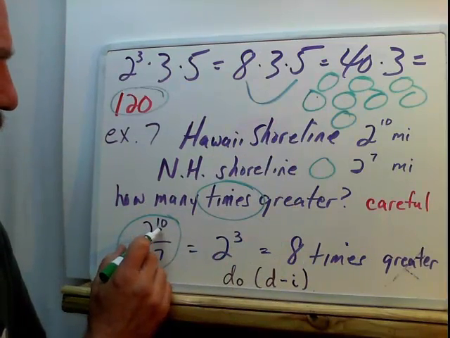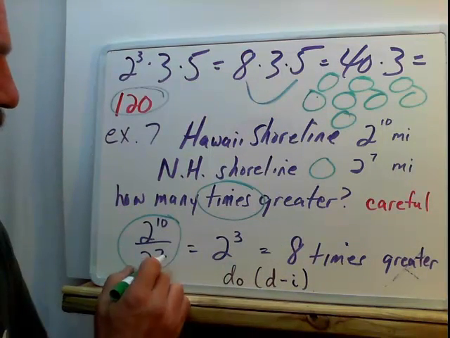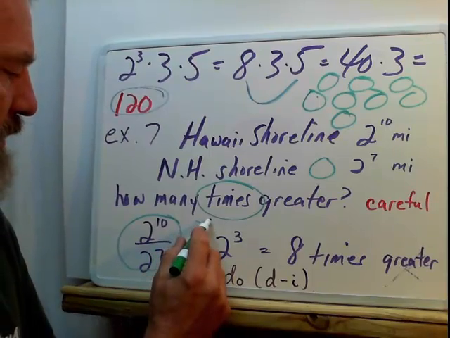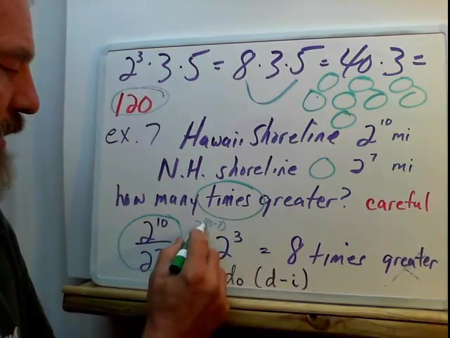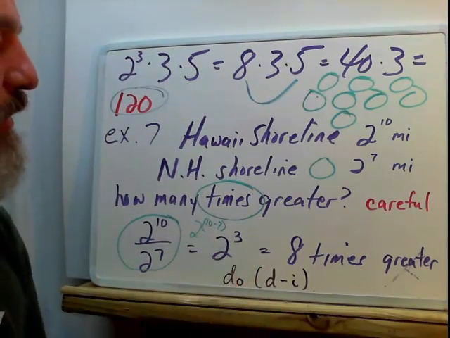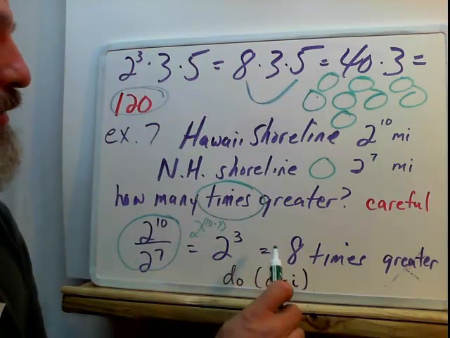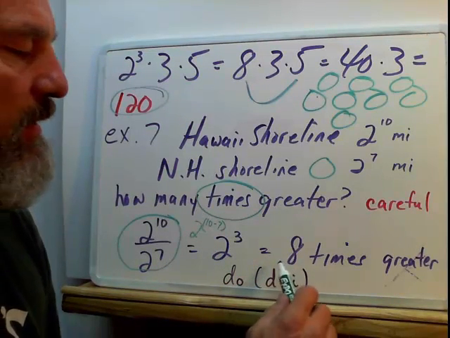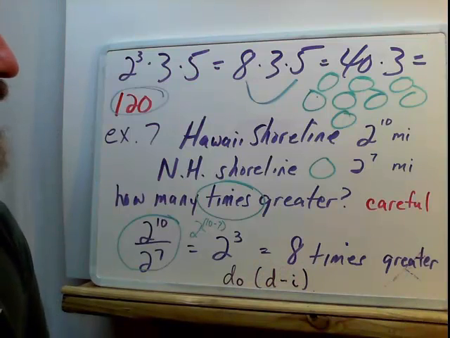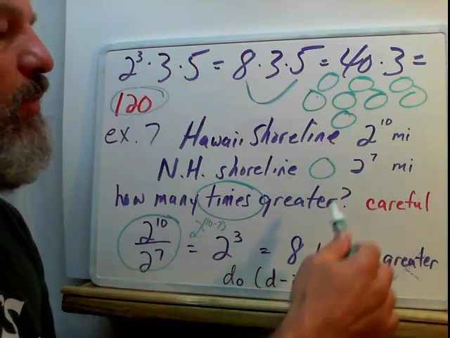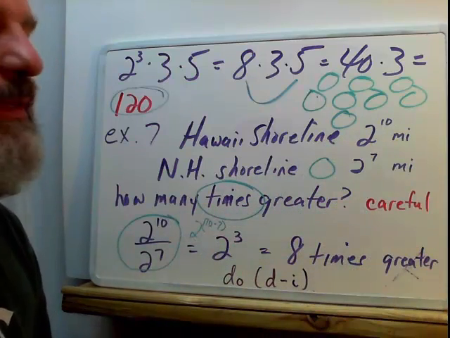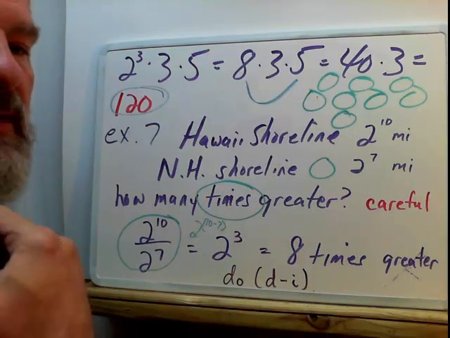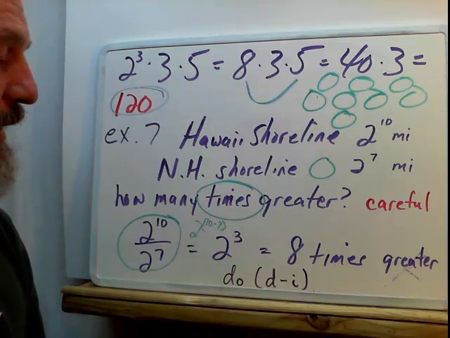So in other words, 2 to the 10th divided by 2 to the 7th is 2 to the 10 minus 7, or 2 to the 3rd power, 2 cubed. And 2 times 2 times 2 is 8. So Hawaii's shoreline is 8 times greater. And that's a number that makes sense. If you had done it the other way and did 2 to the 17th, put that in a calculator, you should immediately realize that number does not make any sense at all.